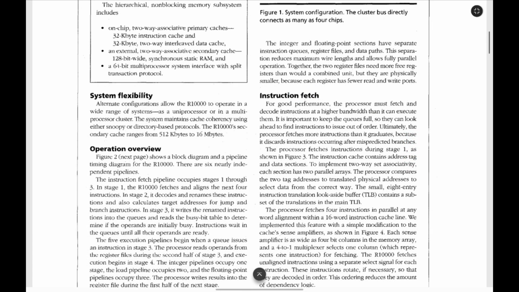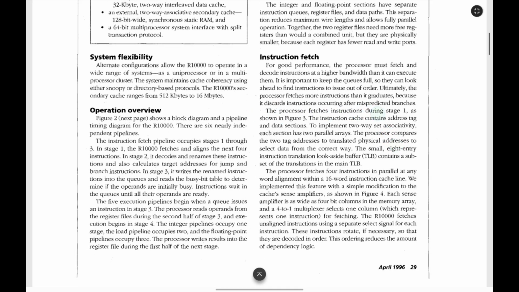So, instruction fetch. For good performance, the processor must fetch and decode the instructions at a higher bandwidth than it can execute them. So it's important to keep their queues full so they can look ahead to find instructions to issue out of order. Ultimately, the processor fetches more instructions than it graduates because it discards instructions occurring after mispredicted branches. So the processor fetches the instruction during stage 1, as shown in figure 3.